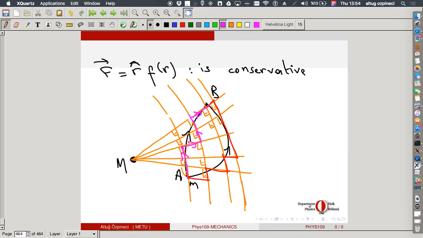Now we can do the same thing for the other path. We can go in the radial direction, along the arc, and then in the radial direction. Again, we can imagine that we can take smaller steps. The critical thing is that these steps are either along the arc or in the radial direction.